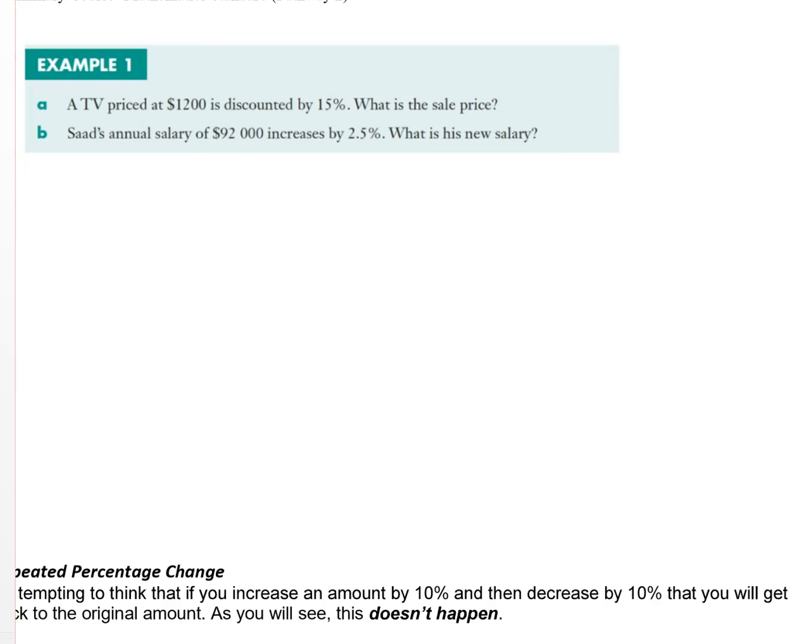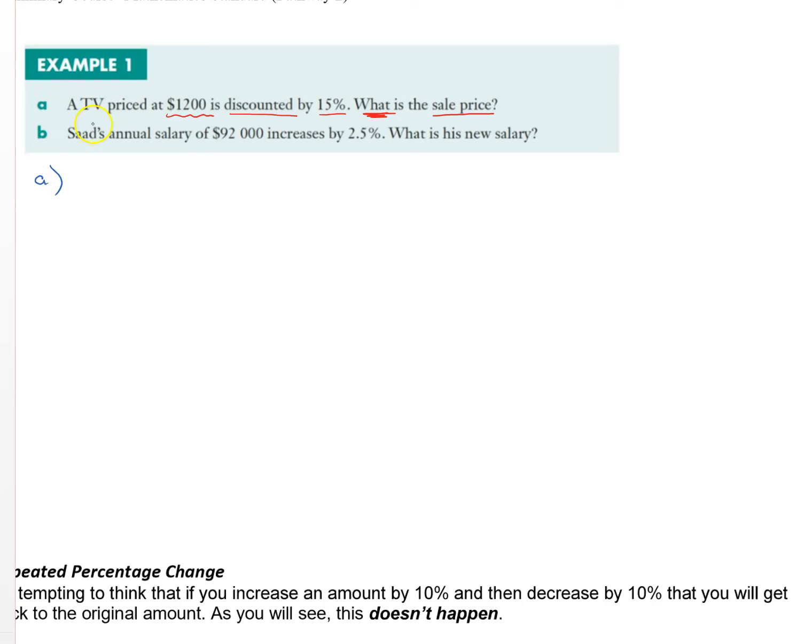We're going to follow our procedure that we've been looking at for some time now, in that when we read a question, we underline key features and then we start our solution by identifying what those key features, including numbers, actually represent. So a TV priced at $1,200 is discounted by 15%. What, because that tells me what I'm finding, is the sale price.